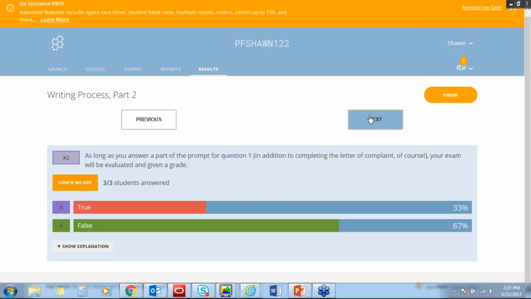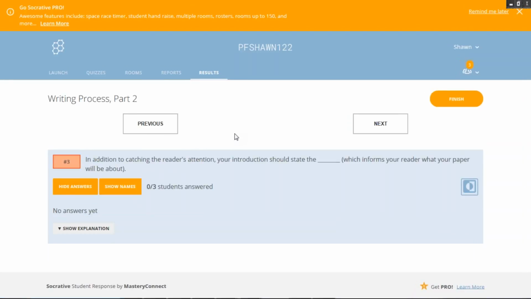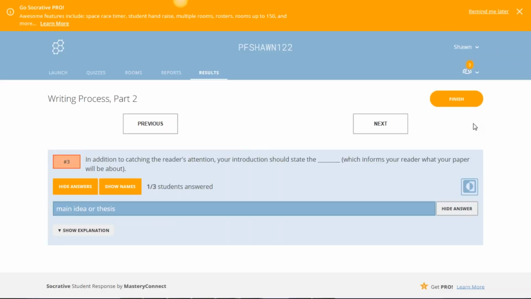Okay, so let's go on to question 3. In addition to catching the reader's attention, your introduction should state the blank, which informs your reader what your paper will be about. What do you call that? The thing that states what your paper will be. I'm looking for one specific term which we went over during the webinar.